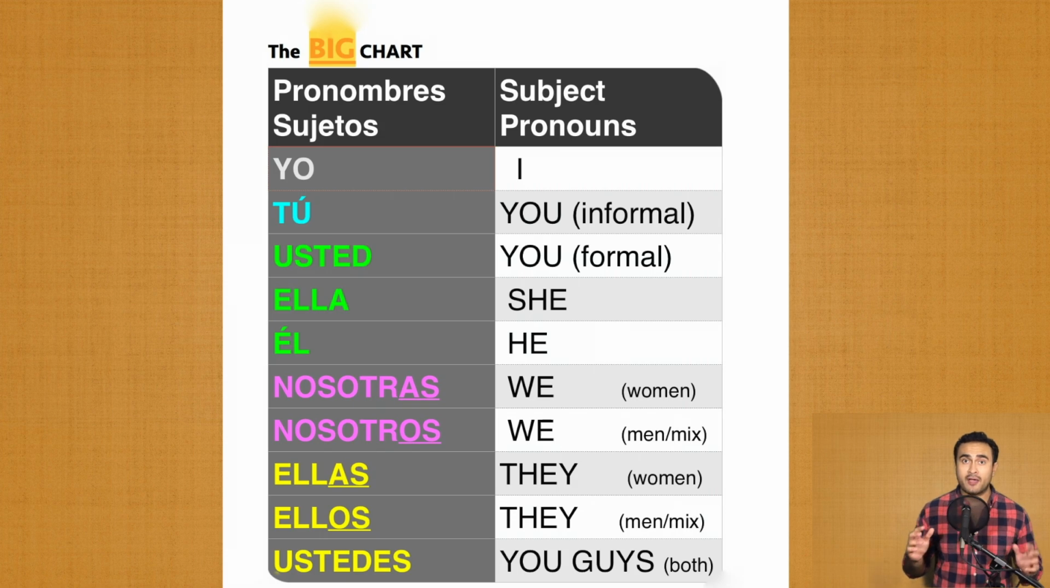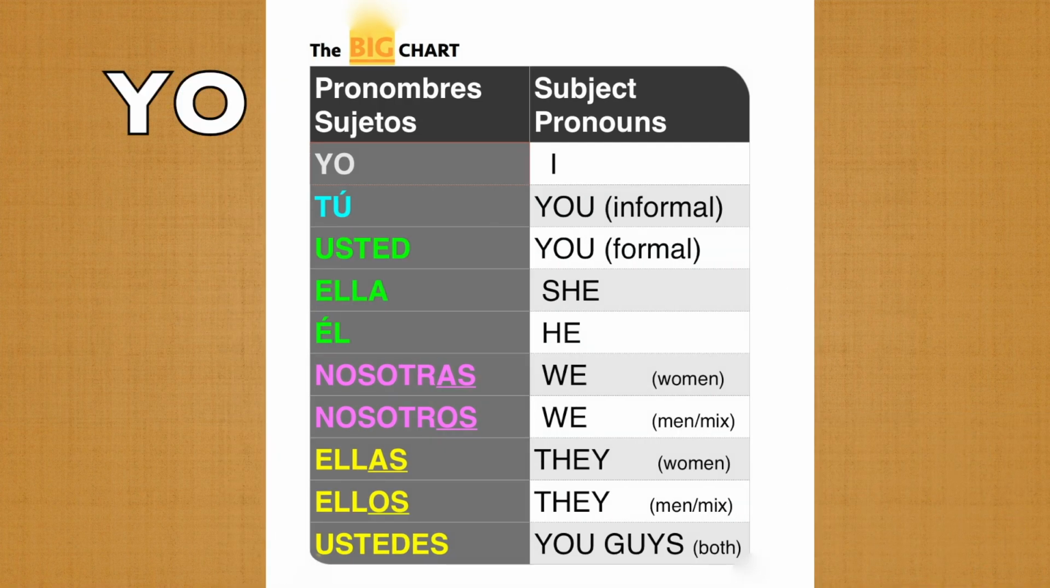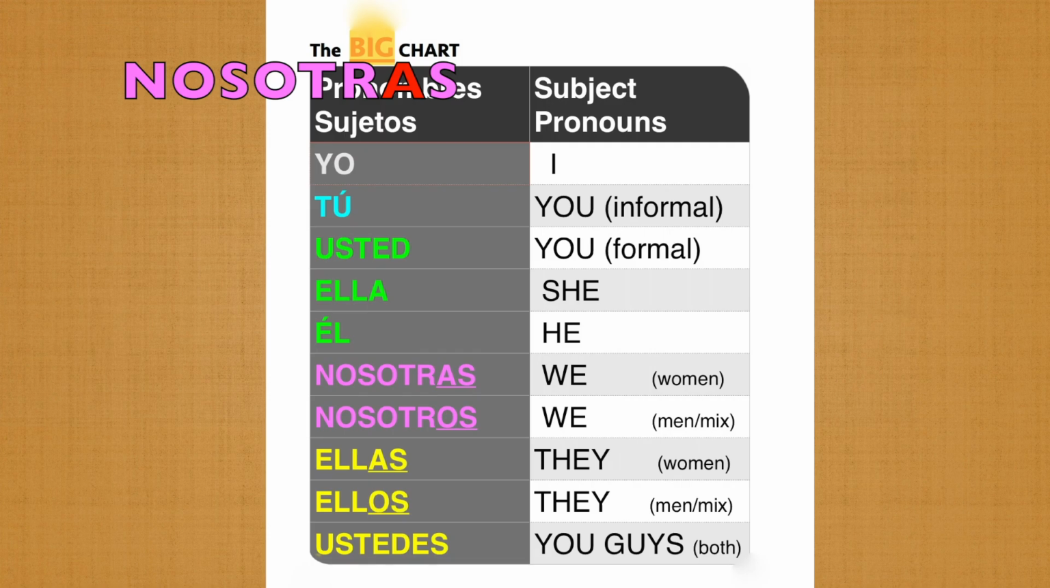Let's take a look at the big subject pronoun chart. Let's read each subject pronoun twice. Yo, tú, usted, ella, él, nosotras, nosotros, ellas, ellos, ustedes.